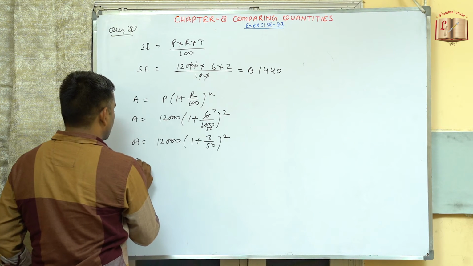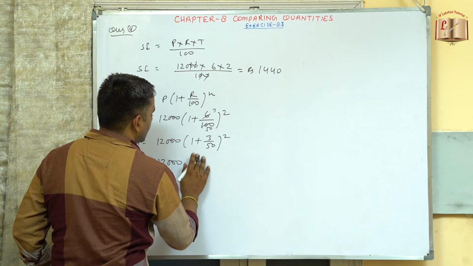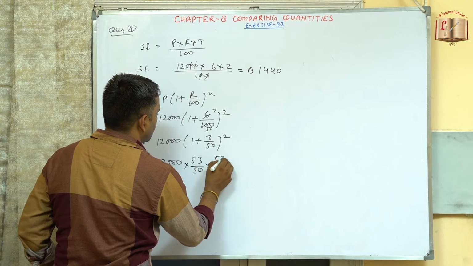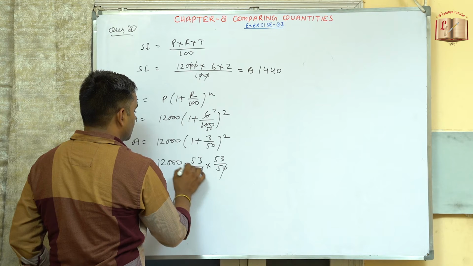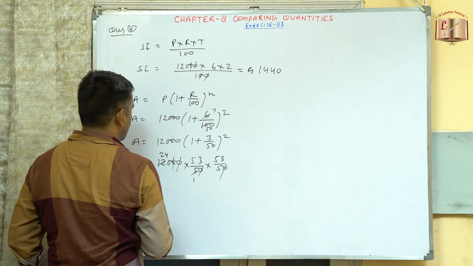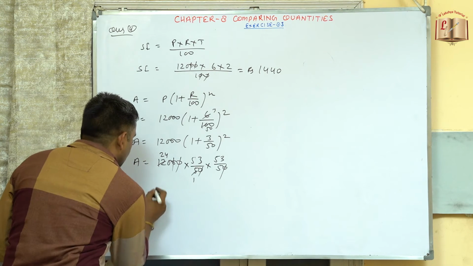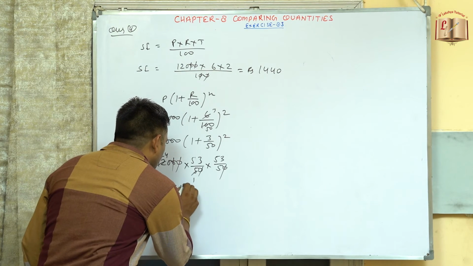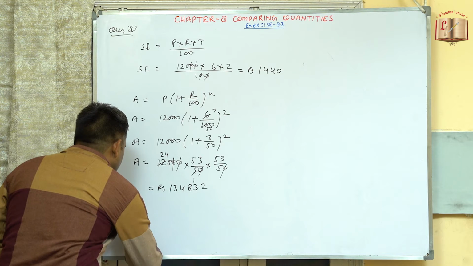2. So, A equals 12,000 and this will be 53 by 50 into 53 by 50. So, A will be equal to, now we can solve it, the zeros cancel. So, 5 1s are 5, 5 2s are 10, then 24. Now, we can divide it. So, this comes out to be rupees 13,483.2. Now, we will find out the CI.